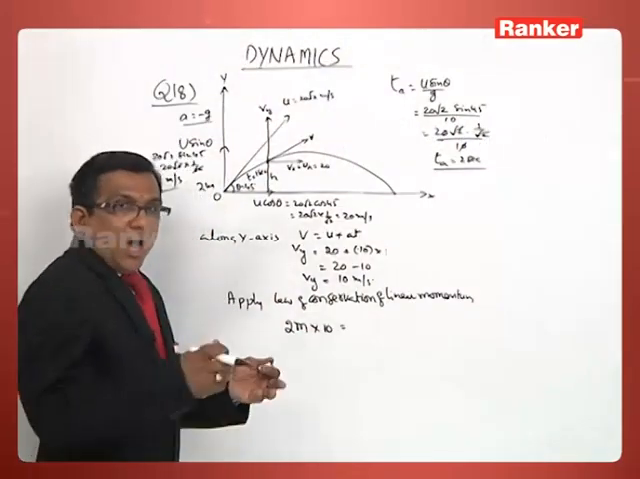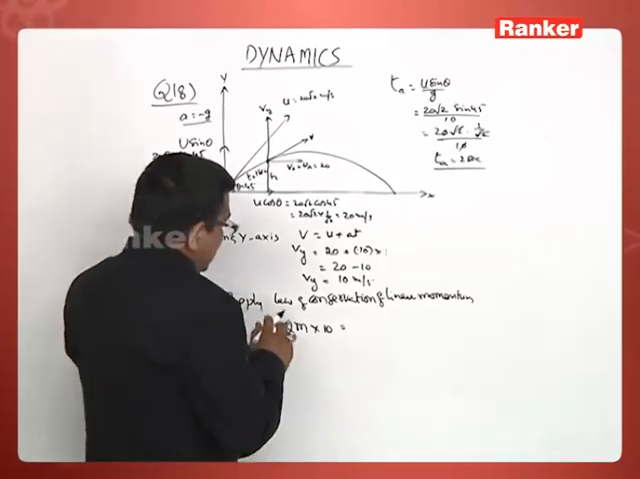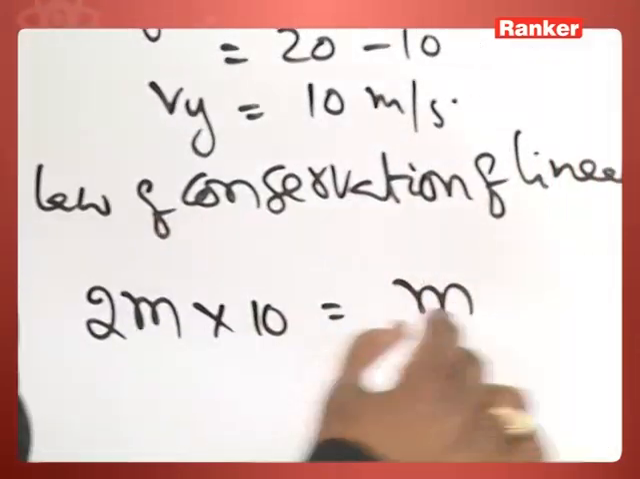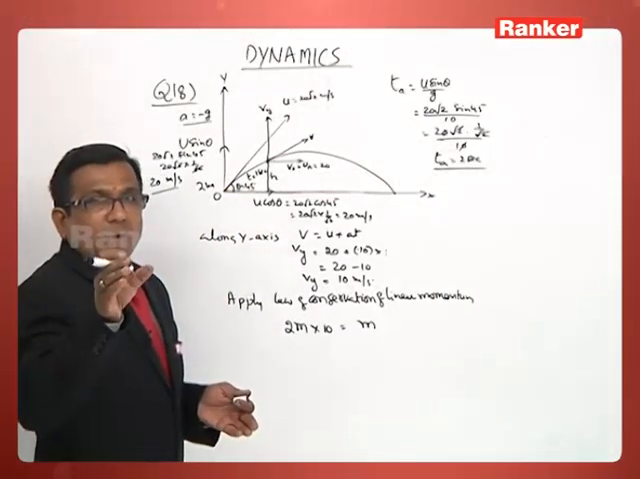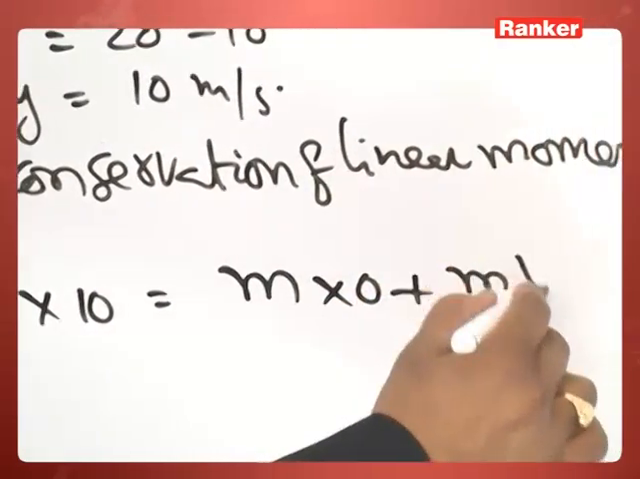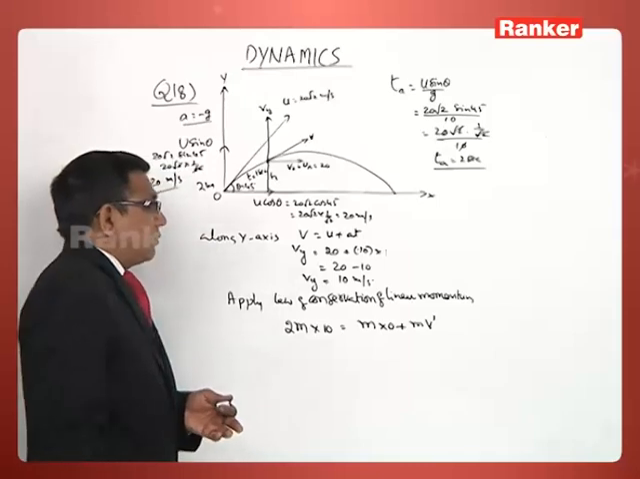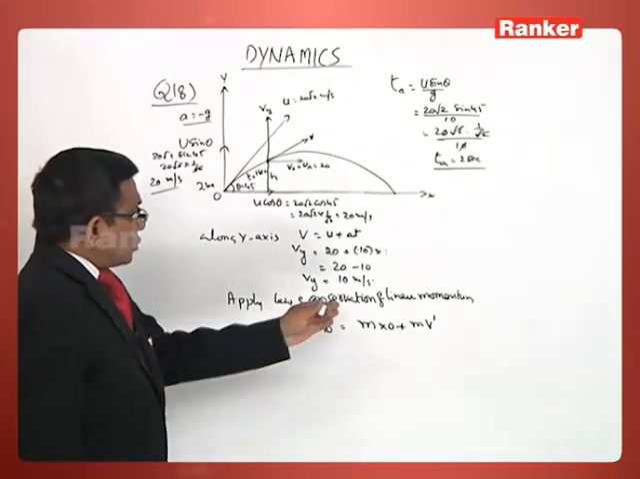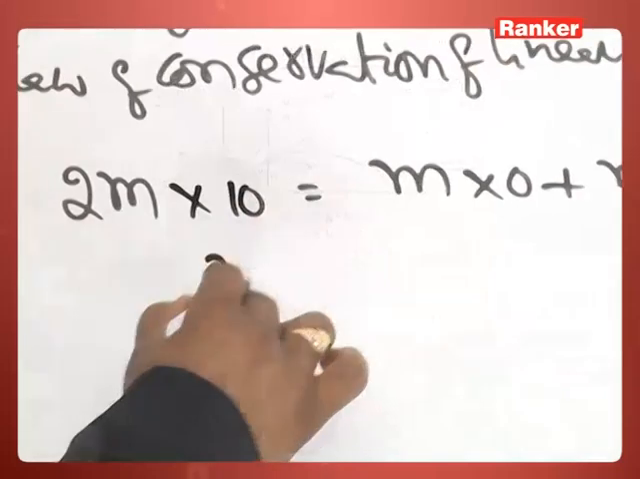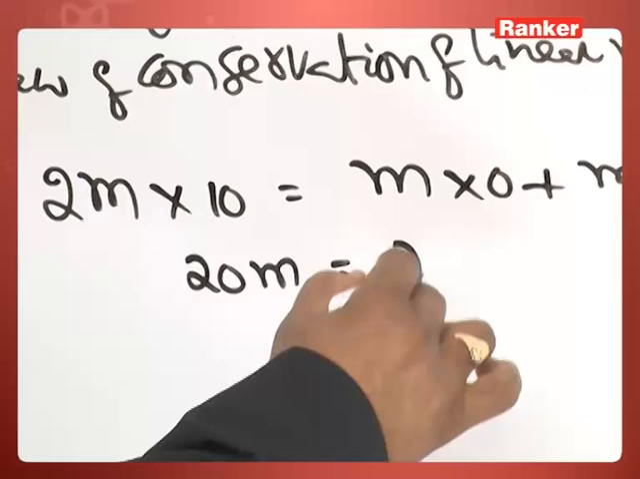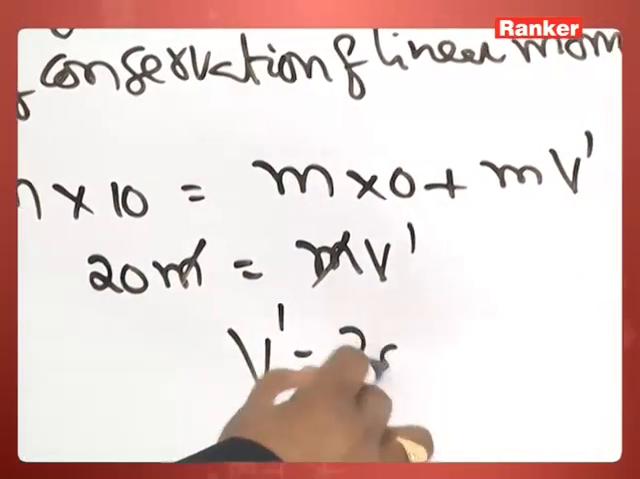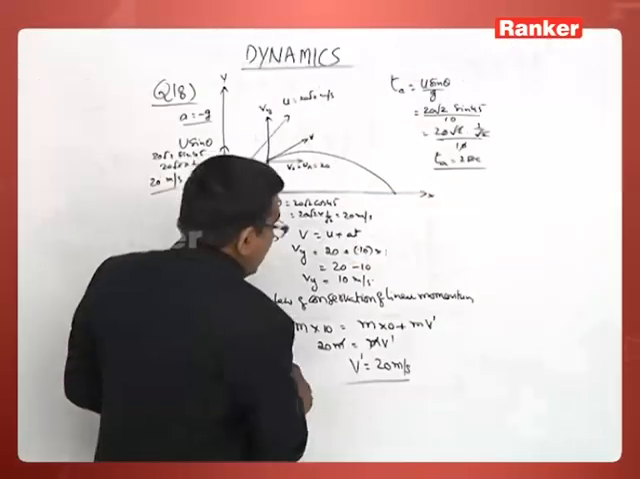Is equal to, after explosion it is breaking into two pieces. Total mass is 2m. Two equal pieces means one piece is of mass m, but it is given that one piece is coming to rest. So m into 0 plus the other piece, whose velocity we have to calculate. That velocity you take as v prime. If you simplify this, 2 into 10, 20m is equal to mv prime. So m and m get cancelled. So the second piece velocity will become 20 meters per second.